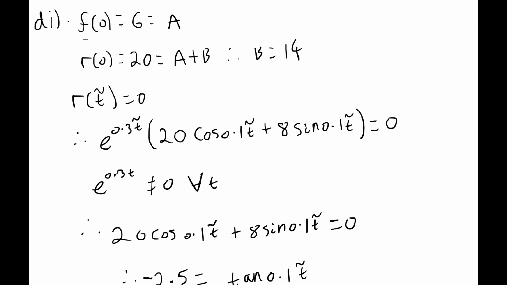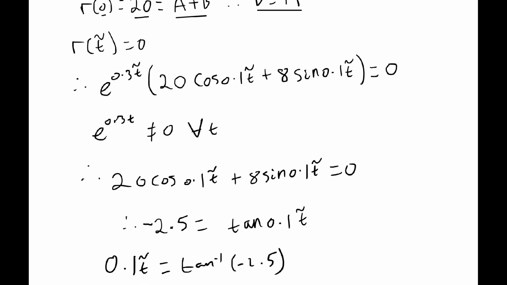We're told that at the start of the model there were 6 foxes on the island, which means that f of 0 is 6, and obviously cos of 0 is 1, sine of 0 is 0. That leaves you with A, so A is 6. Similarly, the number of rabbits at the start was 20, so R of 0 is 20, which is A plus B, because again cos of 0 is 1, sine of 0 is 0, and that leaves you with B as 14, given that A is 6. So now we have the constants.